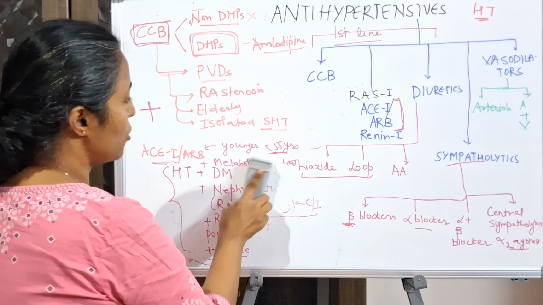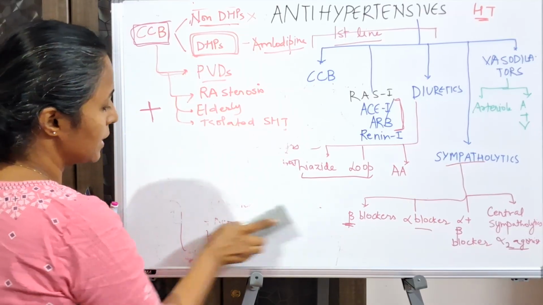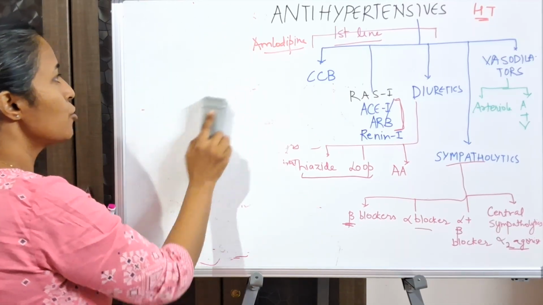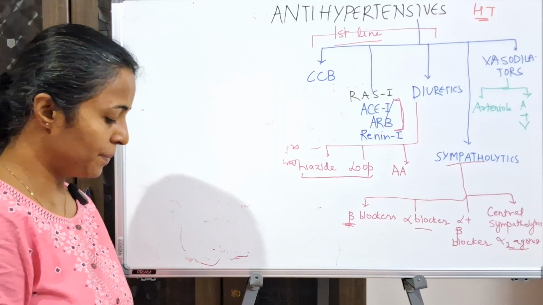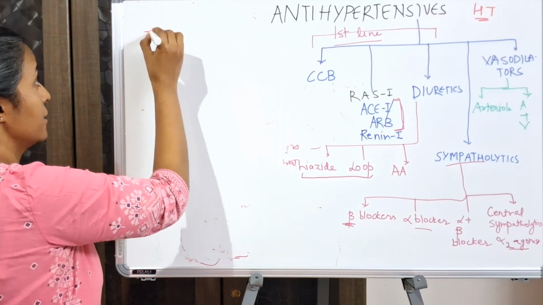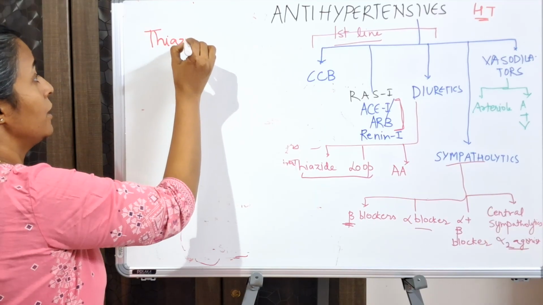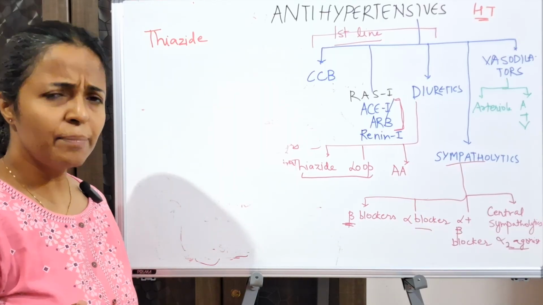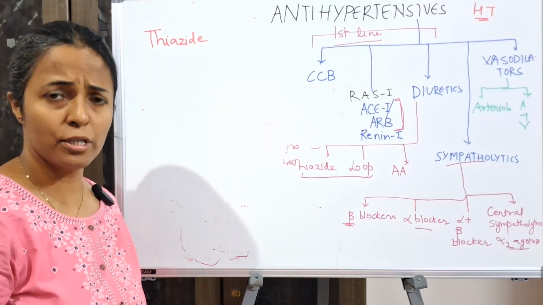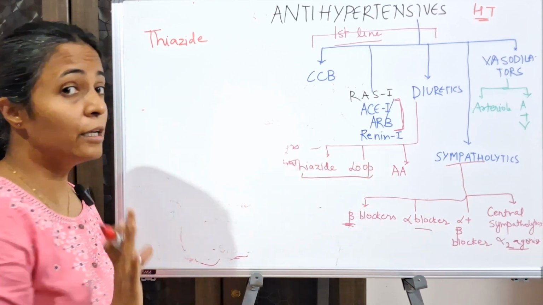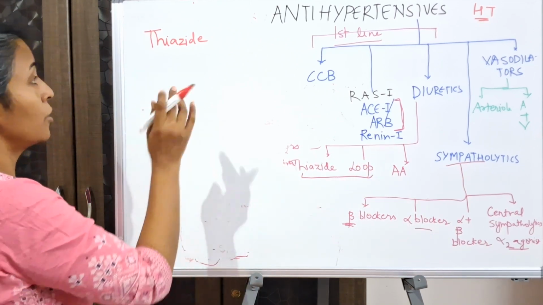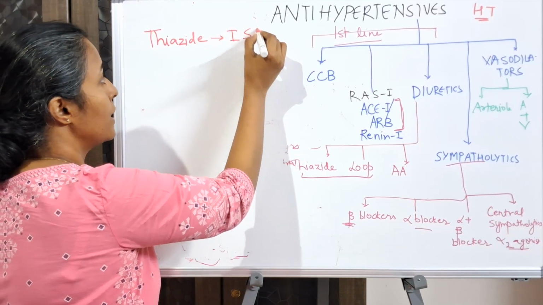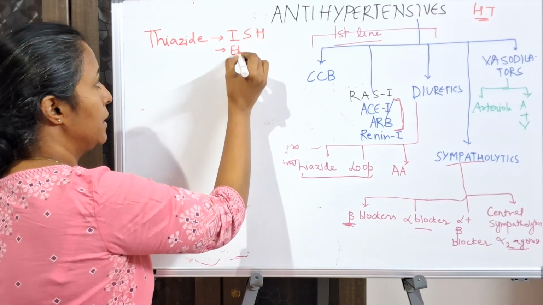So diuretics, we saw that there are three classes: thiazide diuretics, loop diuretics, and aldosterone antagonists. First choice of drugs for the treatment of hypertension is thiazide diuretics. We will not prefer loop diuretics and aldosterone antagonists except when there are compelling indications. That means specific indications for these, only then are we going to give these drugs.